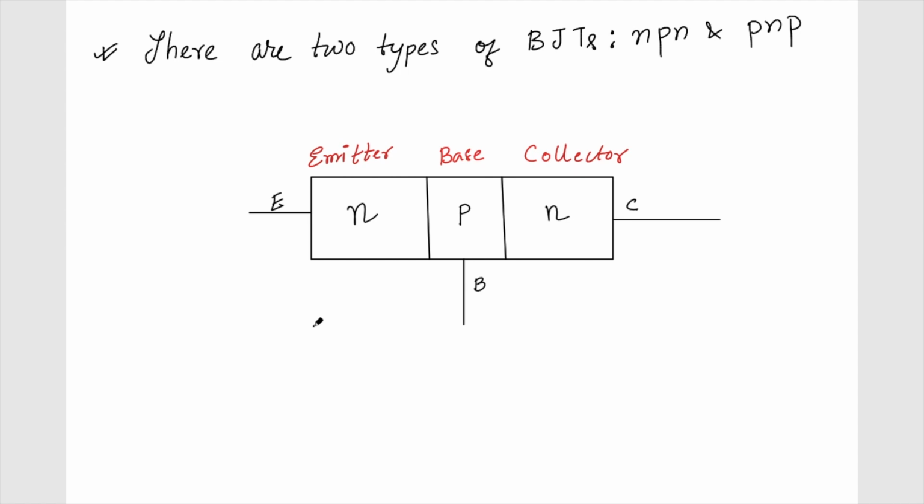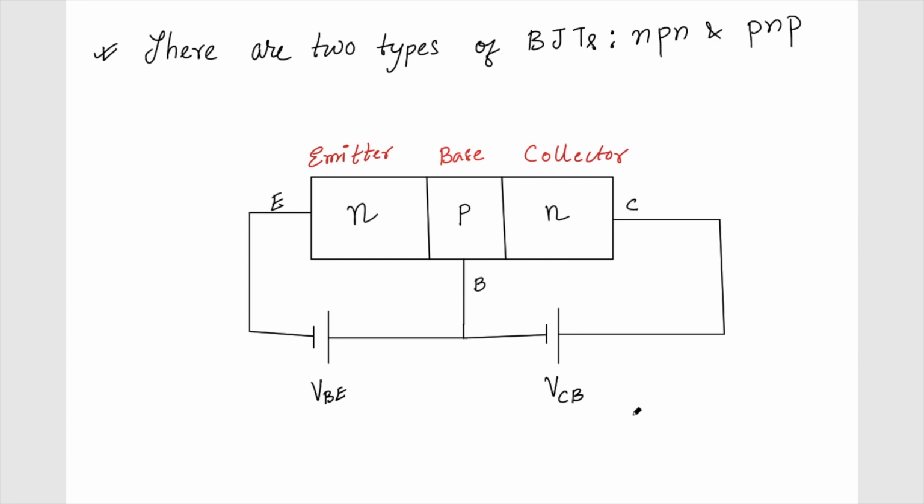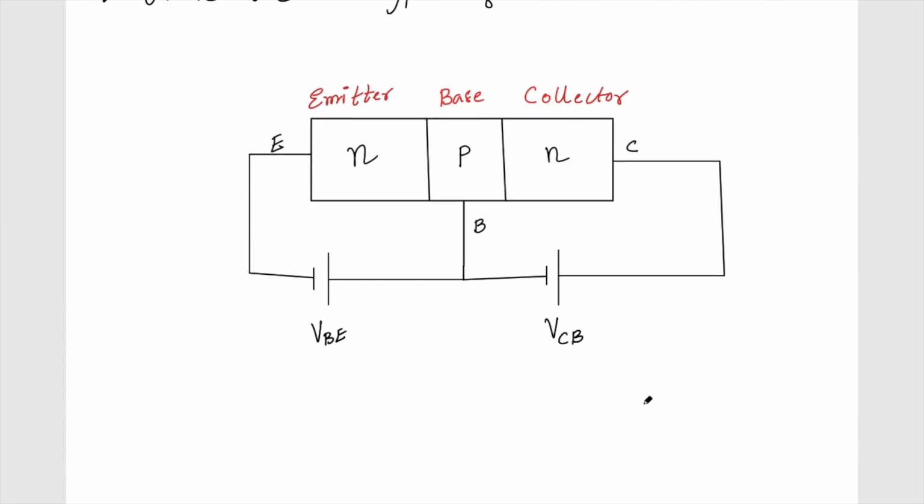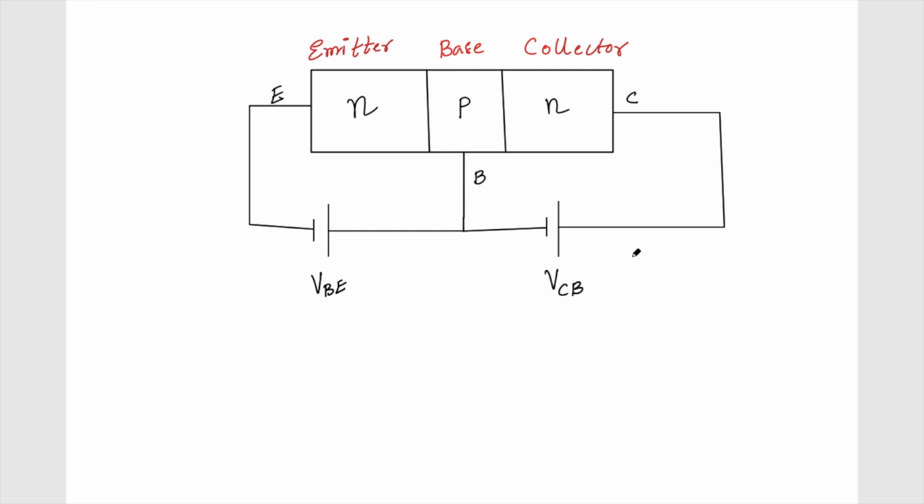I'll be connecting a voltage between the base and the emitter. We will call it VBE, because this is the potential connected across the base and the emitter. And I'll connect another potential here, which is VCB, and as I was mentioning, it will be in the reverse bias region.